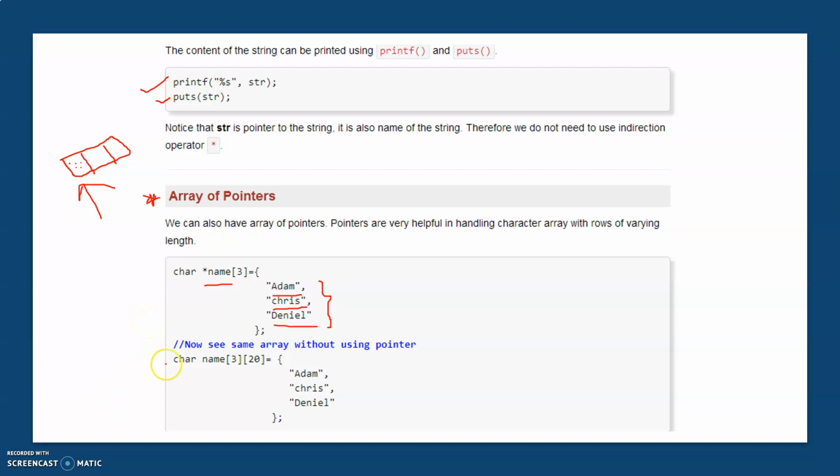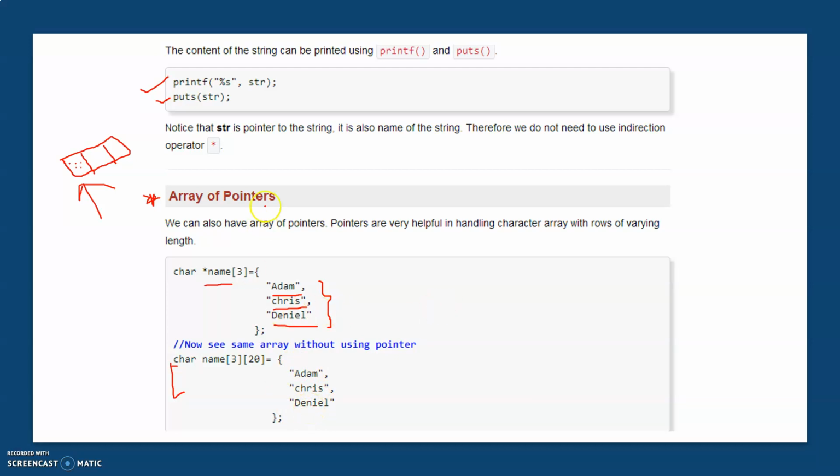How? The common thing that is used, first one is called character name, then 3 is the number of rows and 20 is the number of columns, character name 3 20, right? That means I am taking an array which consists of 3 rows and 20 columns. That means the elements will be placed in this way. So here you can see I am taking 3 rows, Adam, Chris and Daniel. How many columns? Columns can be depending on you. So 3 names are taken here. This is called array of pointers.